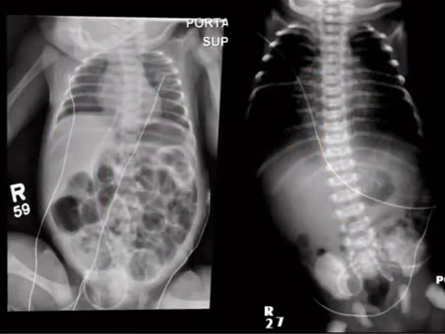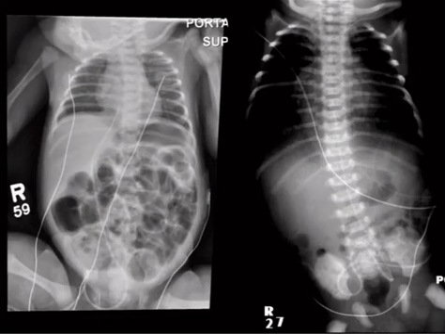abdominal plain film case. So we've got two different umbilical catheters, one that's going straight up and one that's going down and then up, sort of like that. And the question is, which one's which? In other words, which one's venous and which one is arterial?